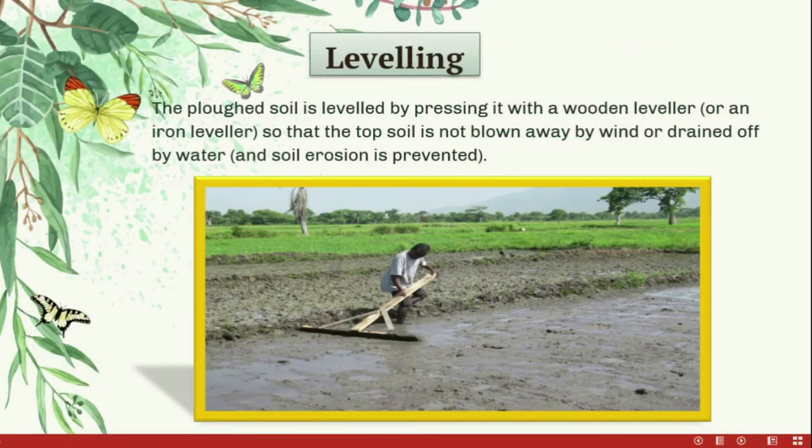Next one, leveling. Look at the picture. When seeing the picture, definitely you will understand. Leveling means making the field even, making it equal. The plowed soil is leveled by pressing it with the help of a wooden leveler or iron leveler. Look at the picture. When pulling this wooden leveler, the field automatically becomes even.